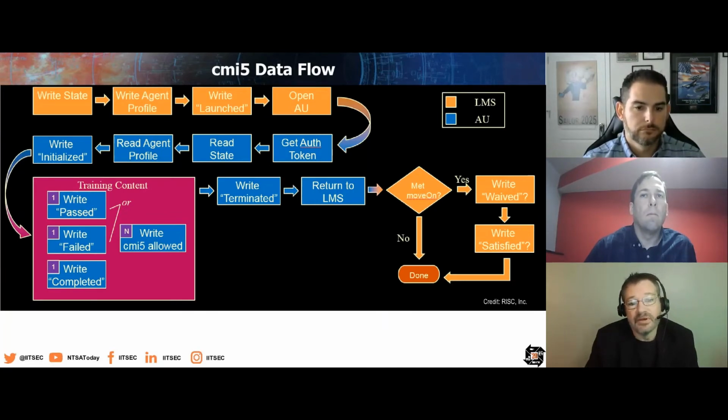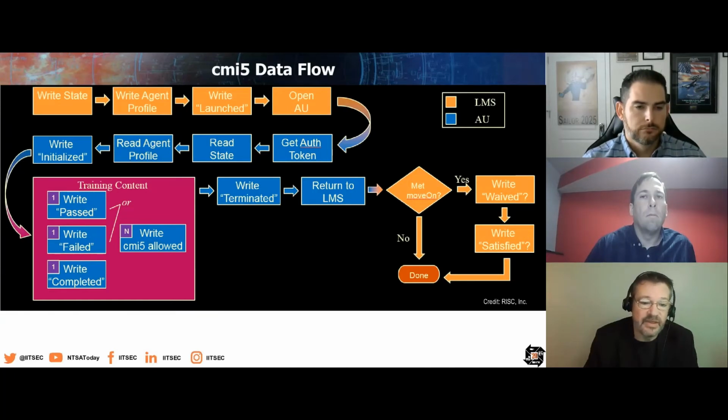The context template includes the session identifier, that unique identifier that shows the bookended session, and it includes context activities such as the publisher ID. The publisher ID is a unique identifier for the assignable unit when it's created by its developer, and it is included in every statement as part of the cmi5 data flow.